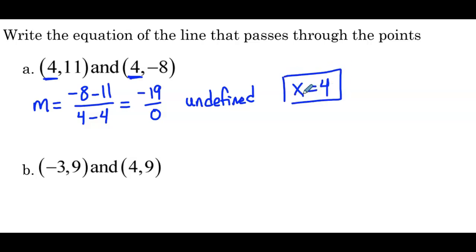Now you may have noticed that before you even went to find the slope. And that's perfectly fine. Okay, that's a good observation. And if you came up with x equals 4 directly from the points that we were given, that's great.